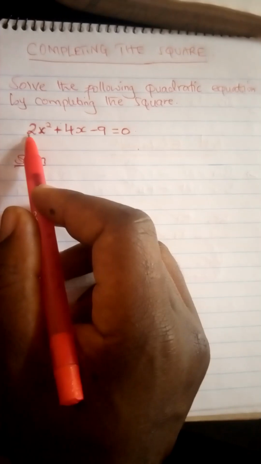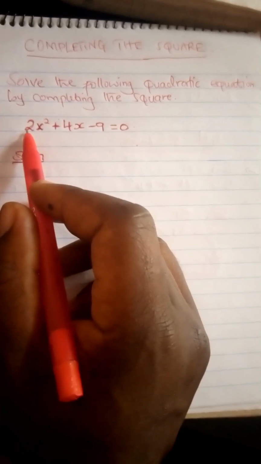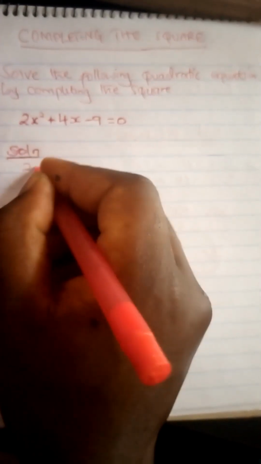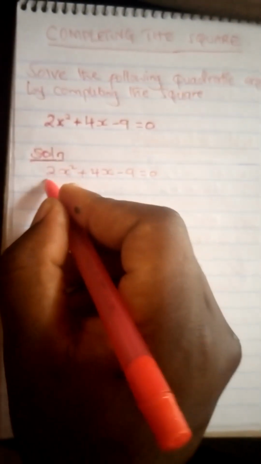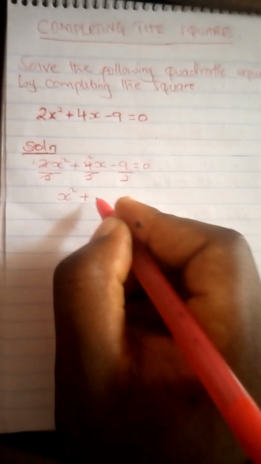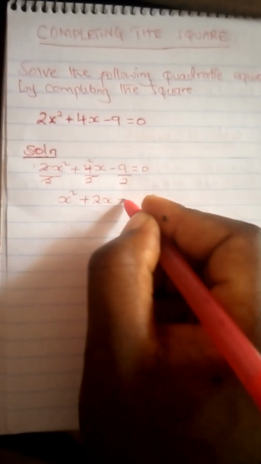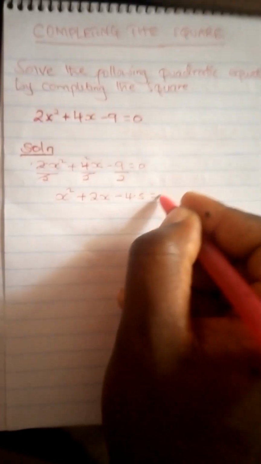So the first thing that we will do is eliminate this 2 so that we can make it 1, and we can do that by dividing by 2. So the first step is taking 2x squared plus 4x minus 9 equals 0 and dividing everything by 2. This gives us x squared plus 2x minus 4.5 equals 0.